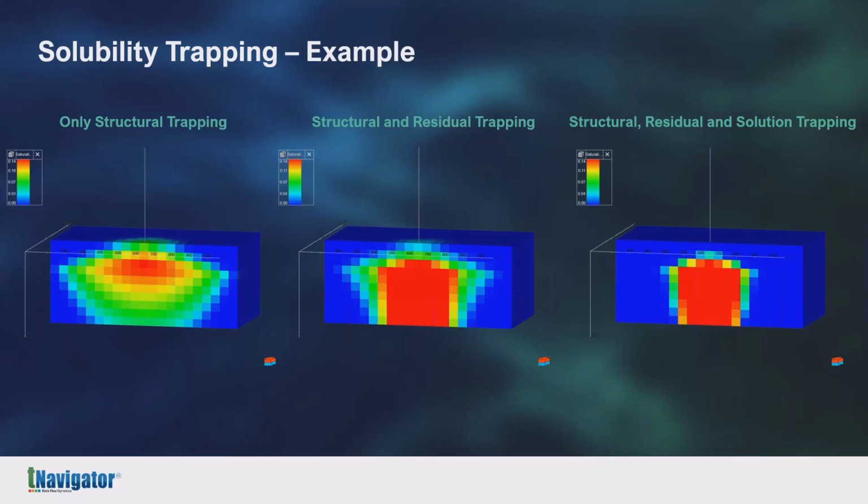An example of solubility trapping here. On the left-hand side, again, our very first model with only structural trapping. In the middle, we have structural and residual trapping. And last but not least, on the right-hand side, we have the structural, residual, and solution trapping. With solution trapping added, we can see that the plume migrates less aerially, but sinks more in the vertical direction. So again, more of the plume is retained around the injection site.